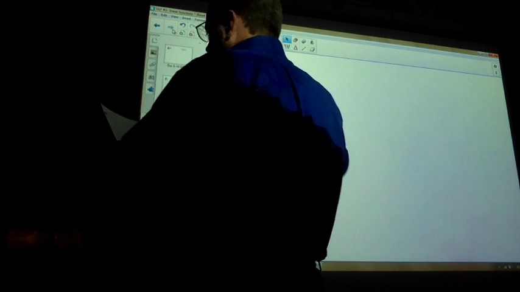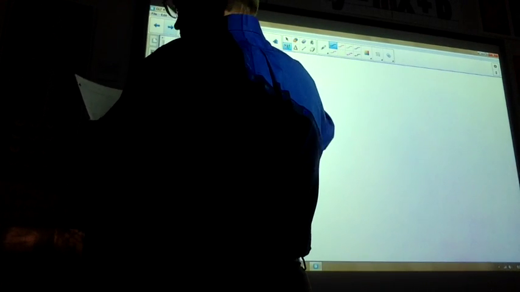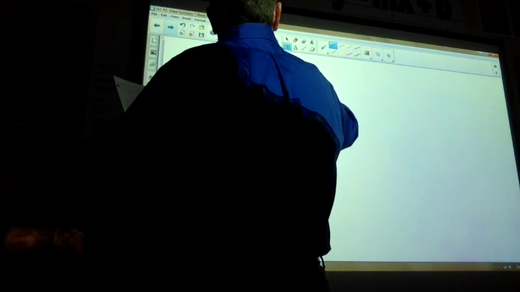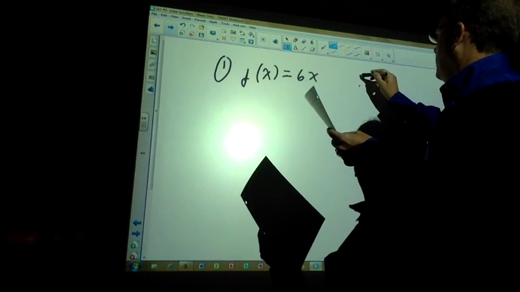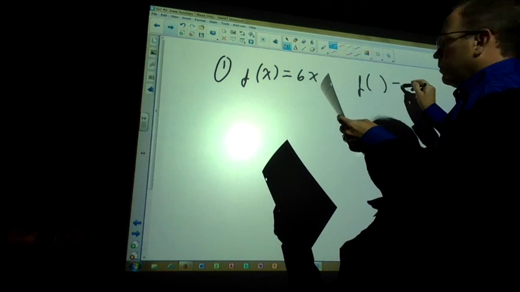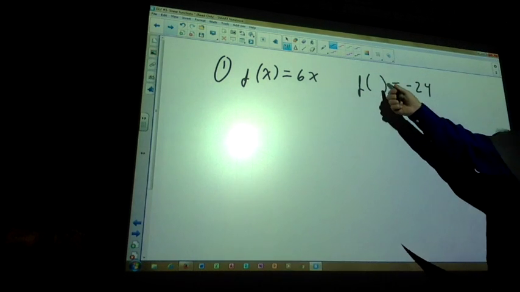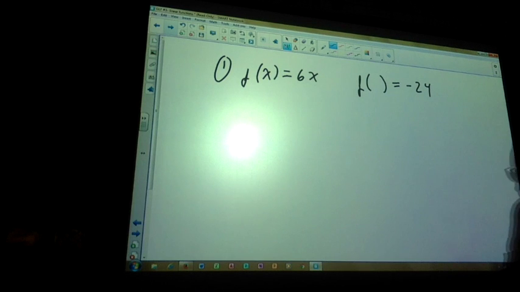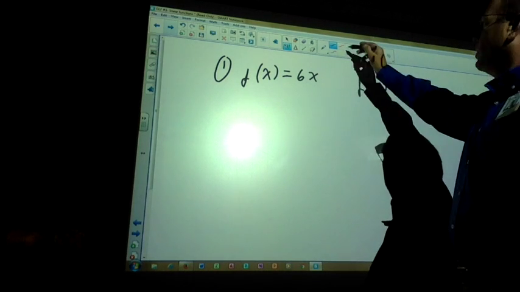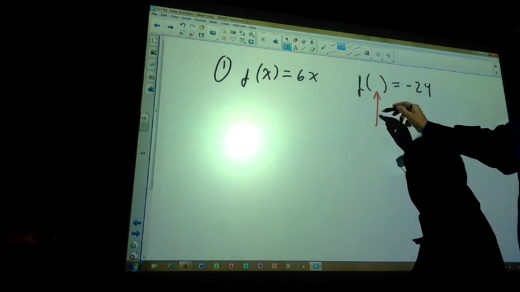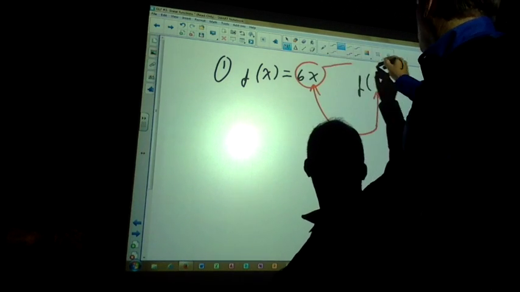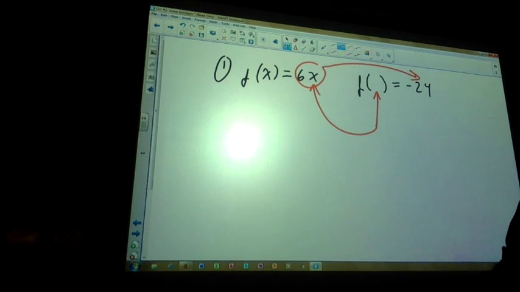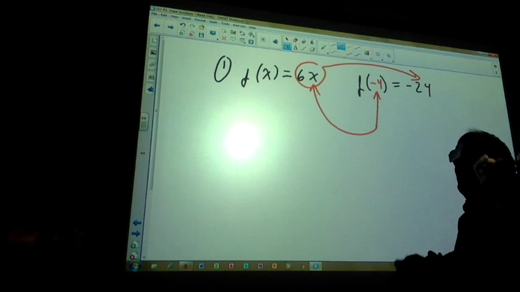All right, so problem number one. There's one little misprint on it. Right now they have an X in there. That actually should be blank, which means what number would I plug in there that would make this equal to negative 24? So what times 6 would give me negative 24? Negative 4. So this should be a negative 4, just like that.